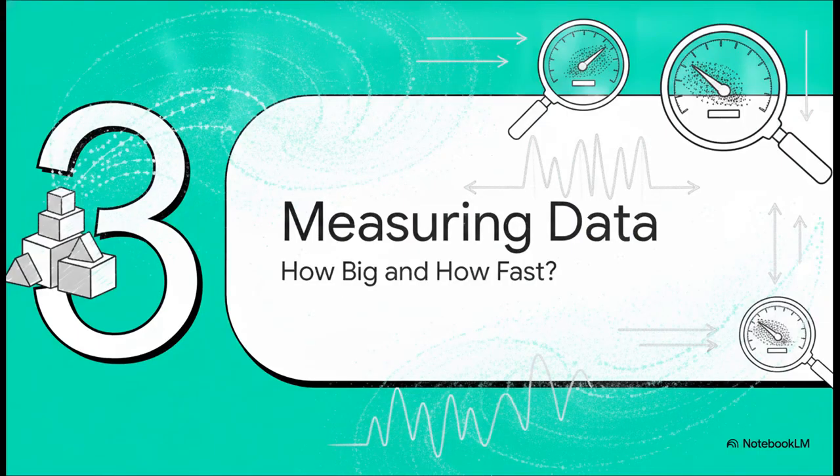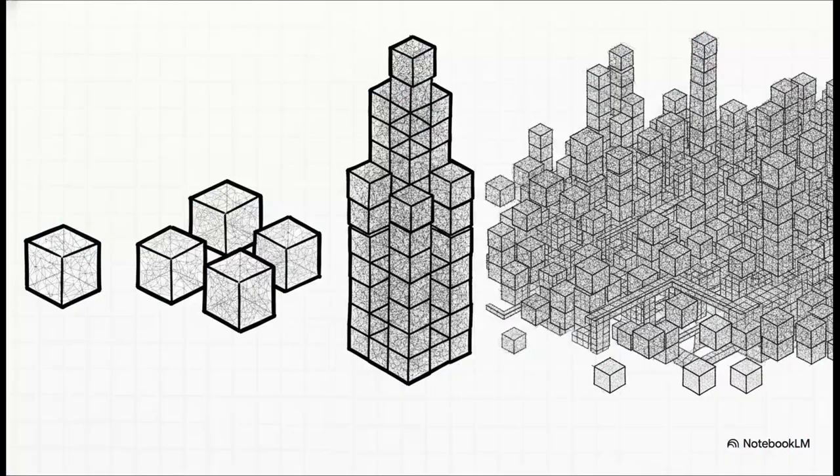Okay, section 3, measuring data and speed. How big and how fast? So we've mastered the basic building blocks. Let's see how they scale up into the massive sizes and speeds we see advertised at the electronics store. When 8 bits group together, they form a byte. And a single byte has enough unique combinations to represent one single character, like the capital letter A, which happens to be encoded as 01000001. From there, we scale up incredibly fast.